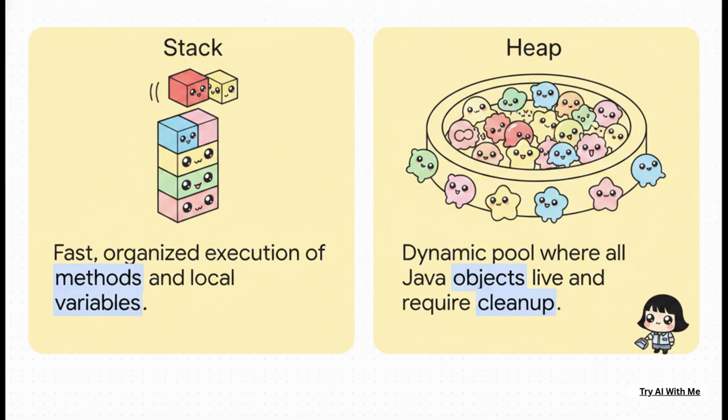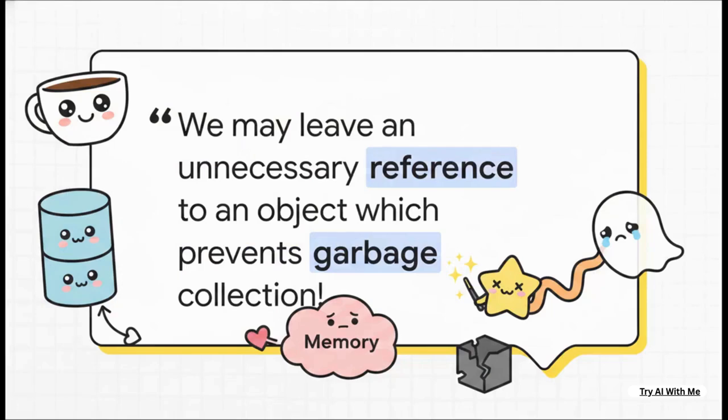But the heap, that's a dynamic pool. It's where all your Java objects live. And because these objects can be referenced by multiple different parts of your program, they don't just magically disappear when a single method wraps up. They require active cleanup. Which brings us to a massive trap for beginners, perfectly highlighted in the renowned book Effective Java.